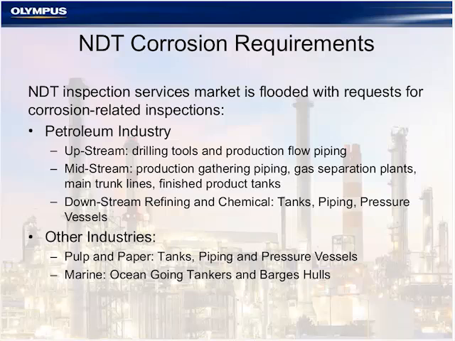Outside of petroleum, corrosion is certainly prevalent as well. Pulp and paper is a good example where you can find corrosion anywhere within the tanks, the piping, pressure vessels that are used. Marine applications where you find tankers and barge hulls. I mean, it's really common in a very, very wide variety of applications, all the way down to basic water pipes. You might find metal water pipes that have corrosion and need to be monitored.